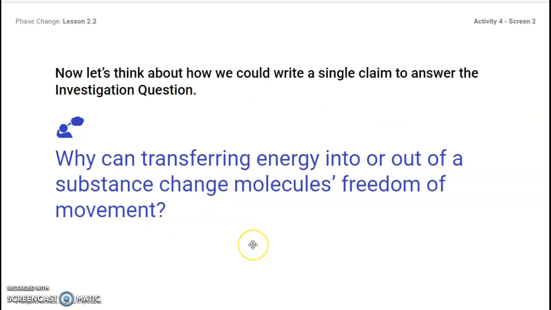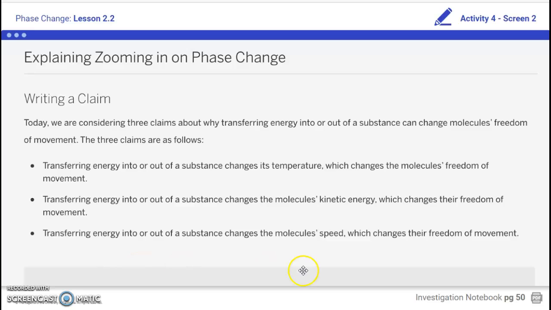So why can transferring energy in or out of a substance change the molecule's freedom of movement? Well, that's a good question. I'm going to ask you to go ahead and jump into part 4 and click on card 2. You should be answering the questions about writing your claim now. There are 5 questions here that you should be answering, so go ahead and hop out and do that now. Pause the video here.